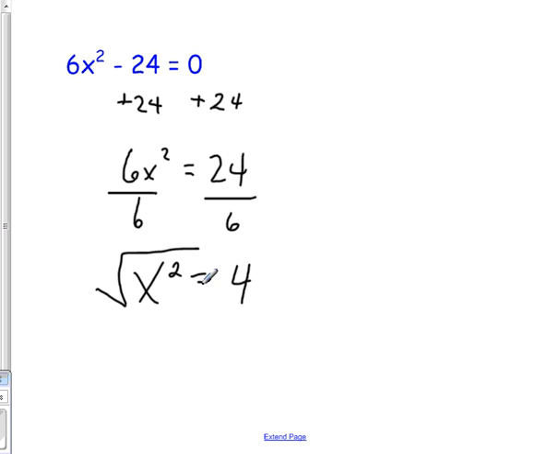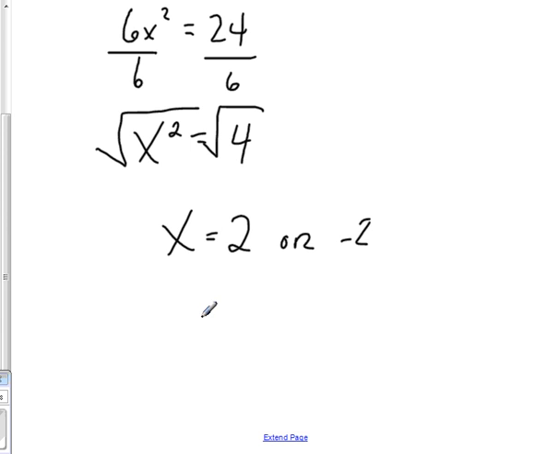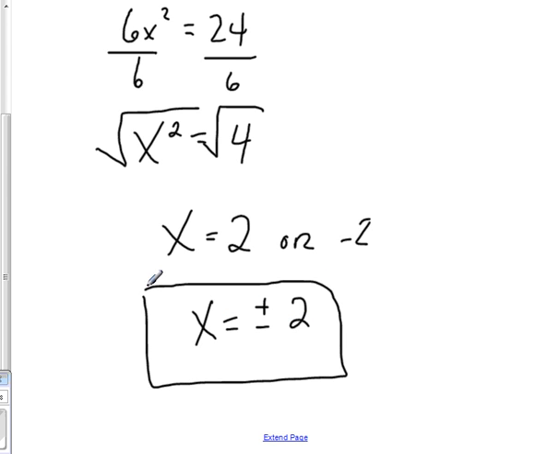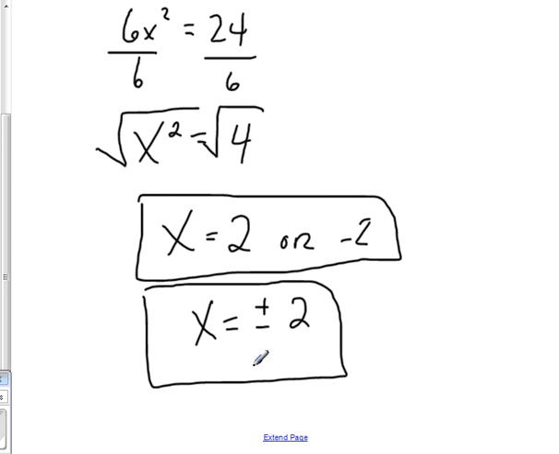And if we square root both sides, we get x equals 2 or negative 2, because negative 2 squared is 4. Sometimes you'll see people write this as x equals plus or minus 2. It's just a more concise, you can call it a lazy way to write 2 or negative 2. You just write it plus or minus 2.